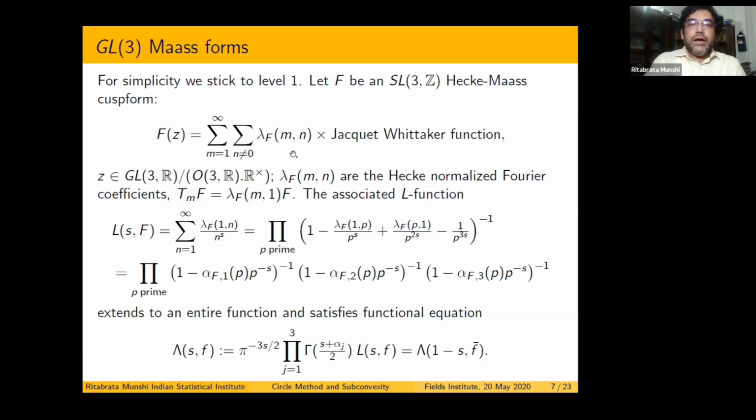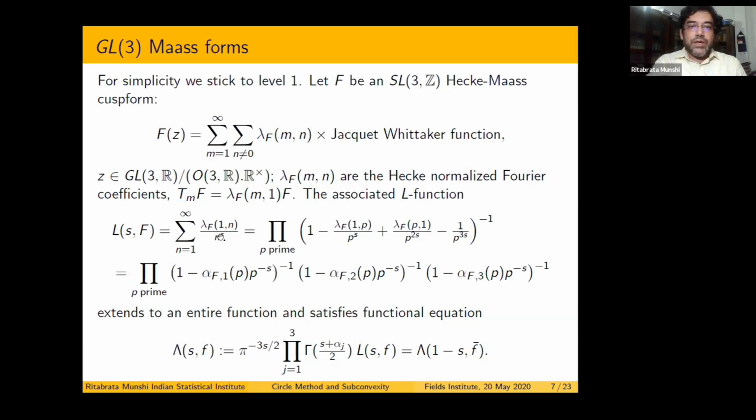And here the lambda F n are the Hecke normalized Fourier coefficients. And again, it means that lambda F 1 1 is 1, and lambda F m 1 is the eigenvalue for the Hecke operator Tm. Also, we have the associated L function, which is again given by a Dirichlet series, which looks like this. Now lambda F 1 n by n to the power s. So you fix one of them to be just 1. So m is equal to 1.